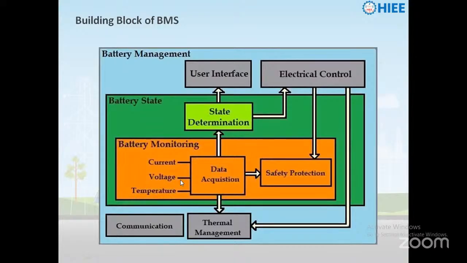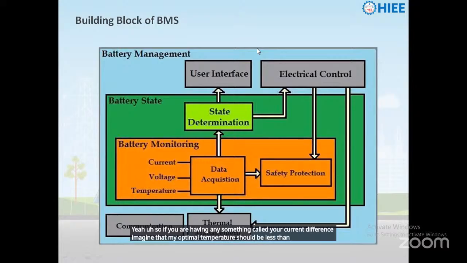So if you are having something called your current difference. Imagine that my optimal temperature should be less than 60 degrees, but I'm getting 70 degrees. Then automatically the thermal management system comes into the picture, and it will be giving some sensor signals, giving some communication towards the vehicle, or it will be operating the coolant mechanism kept in the vehicle, or to be precise, it will be stopping the vehicle if the abnormalities are unavoidable.